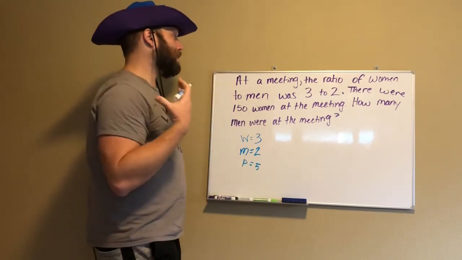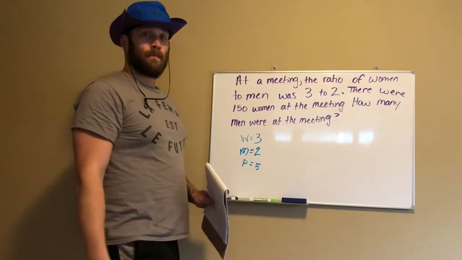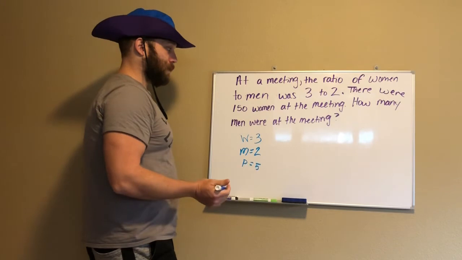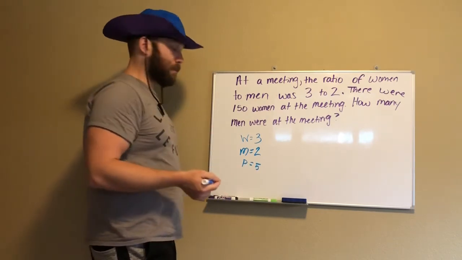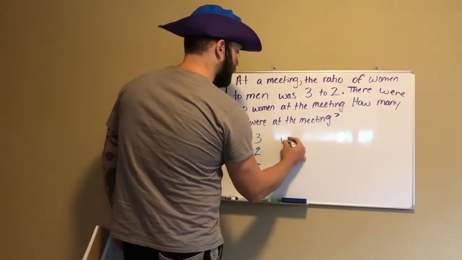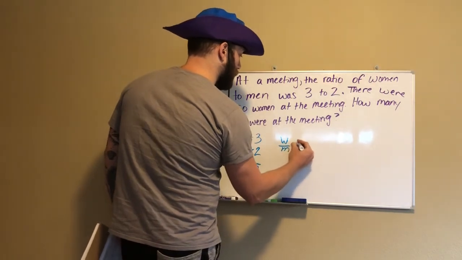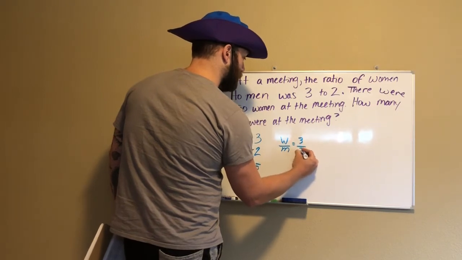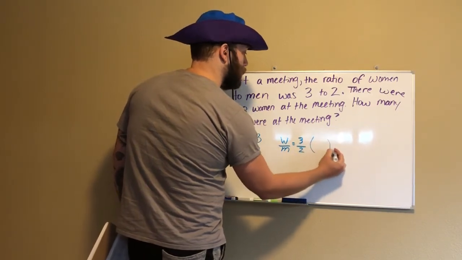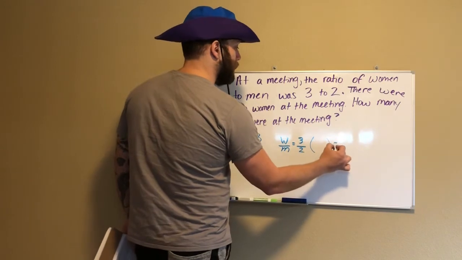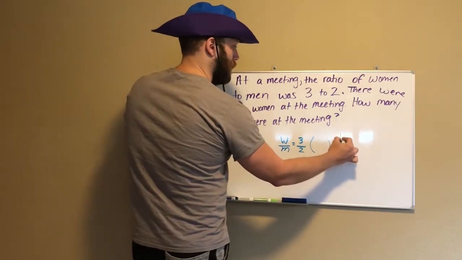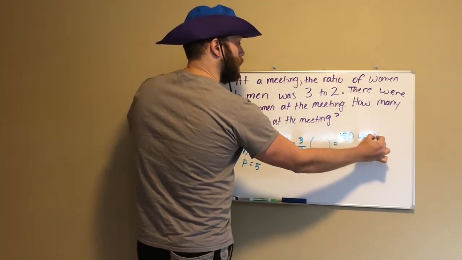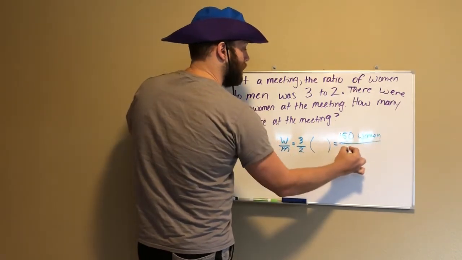But now it says, what if there were 150 women there? 150 women at this meeting. So what we want to do is set up our ratio problem. So we have women over men, which equals 3 over 2. And then it says, what if we had 150 women? How many men would we have?